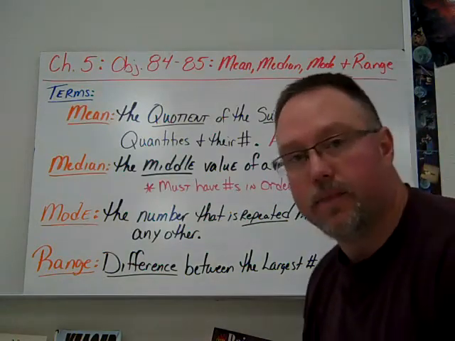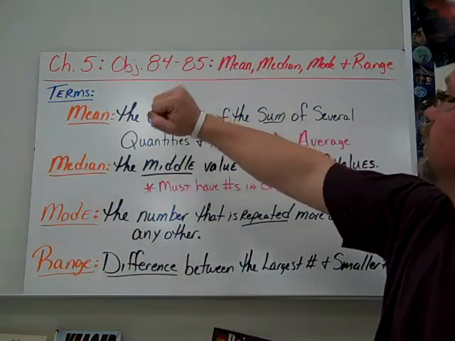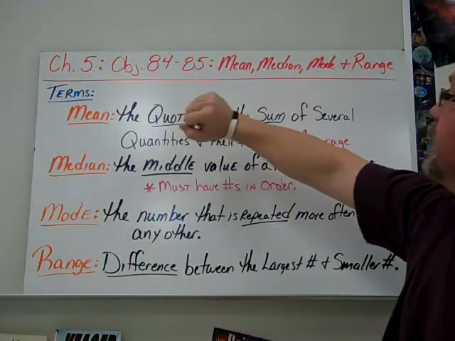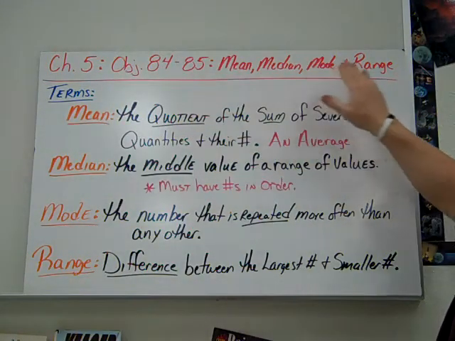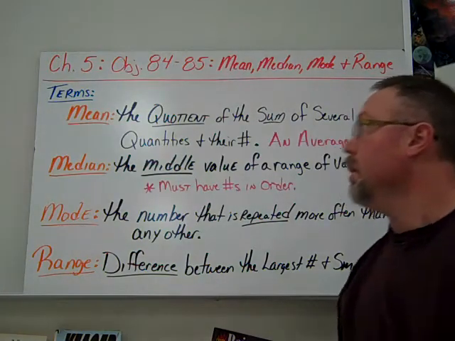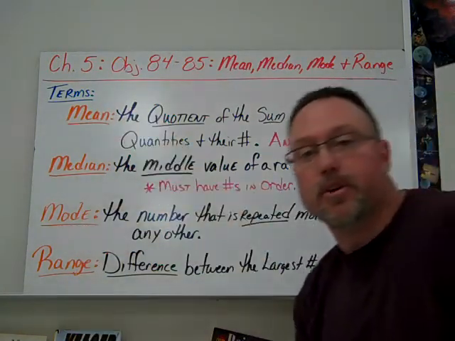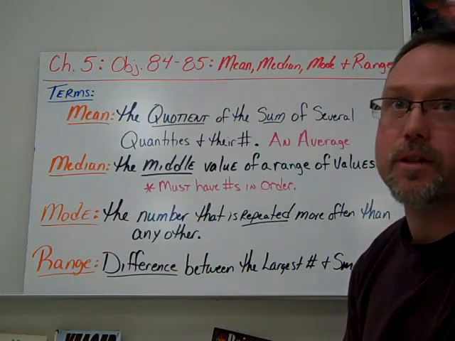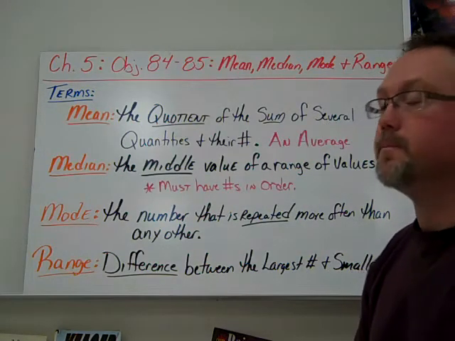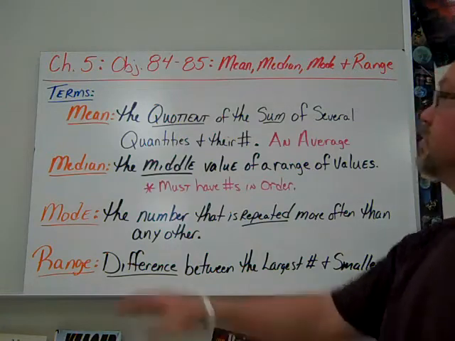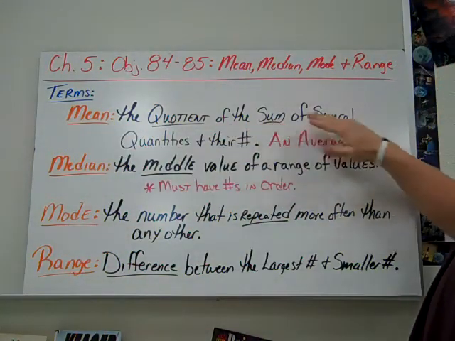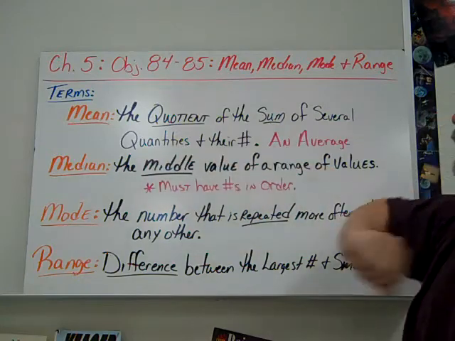Alright, for chapter 5, this is the first section, basic stuff, objective 84 to 85, mean, median, mode, and range. So let's take some of the terms that you're going to need to understand in this section to get this going. The first one is mean, the quotient of the sum of several quantities and their numbers.